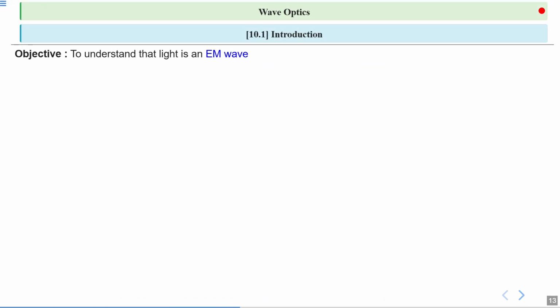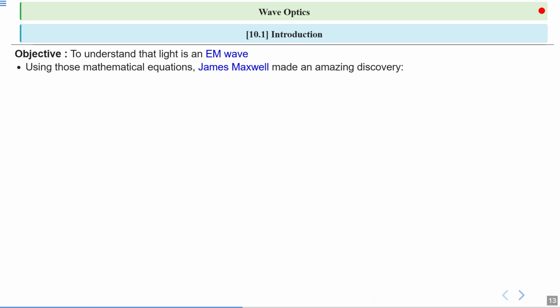So here our objective is to understand how light behaves and travels through space. Using mathematical equations, Maxwell found something extraordinary about electric and magnetic fields. This is the pivotal moment in physics. So pay close attention as we unravel this discovery step by step.